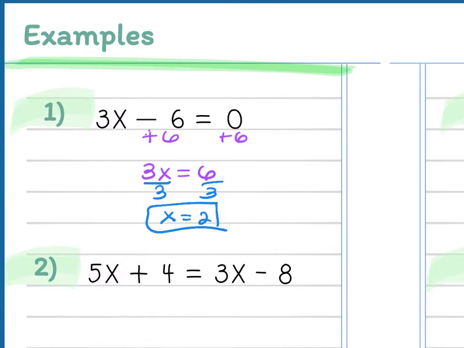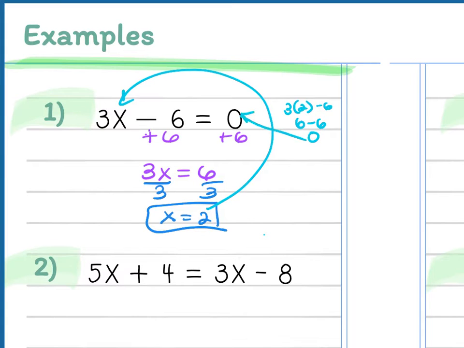The great thing about every single one of these types of equations is that they can be checked. So this answer can be checked by plugging it back in. I am not saying to do this on every question as you take your test because you will run out of time. But if you get to the end and you have the time, obviously go back and check. 3 times 2 minus 6 is 6 minus 6, which is 0. And 0 equals 0 is a true statement.